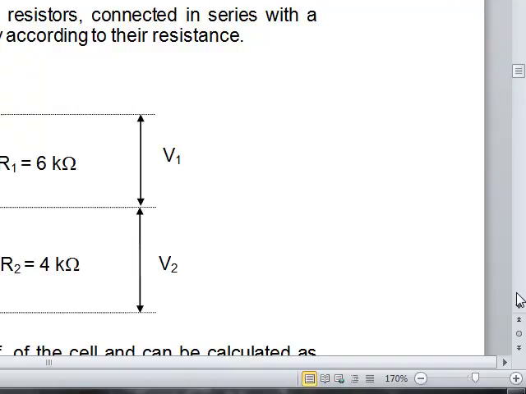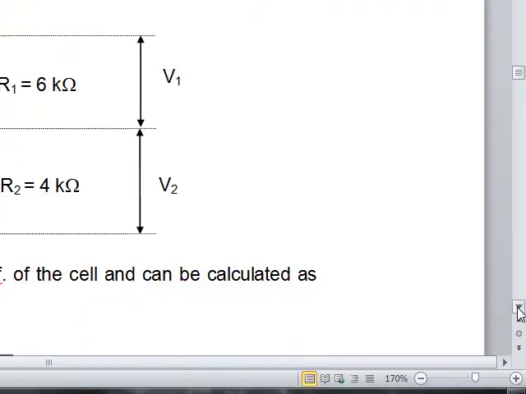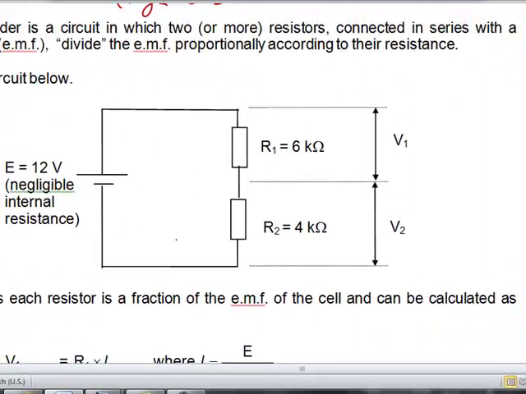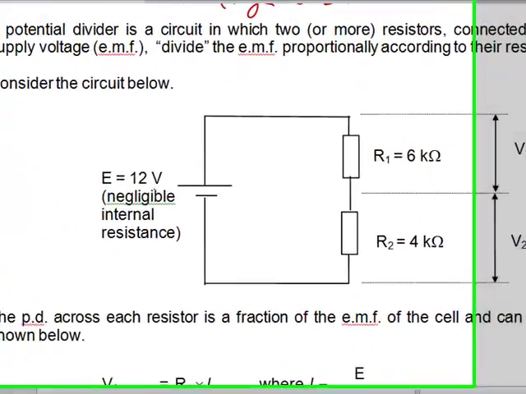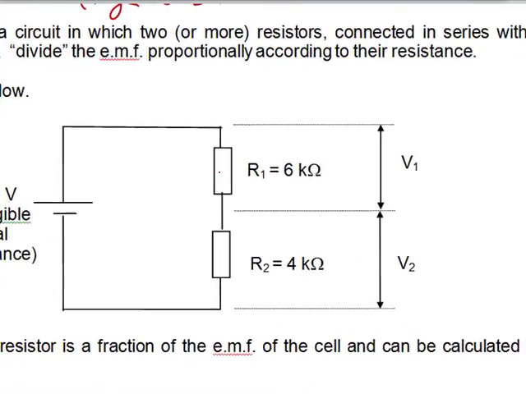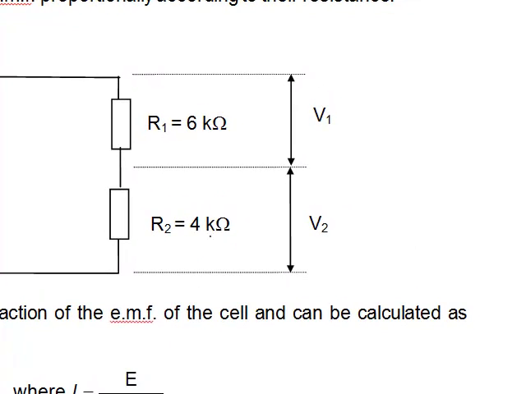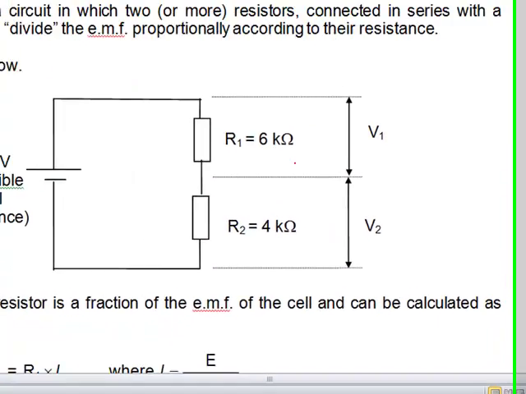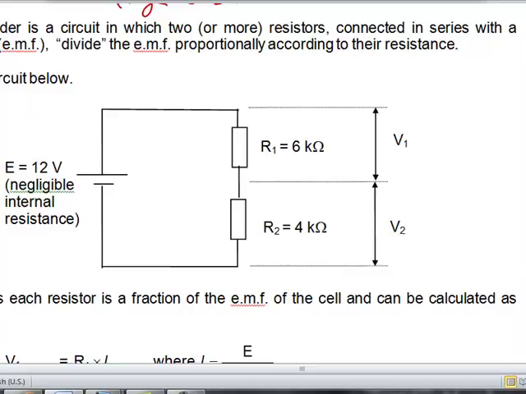Okay, let's look at this simple circuit here to illustrate this point. I have got the EMF source of 12 volt here on the left hand side with little or no internal resistance, and connected in series with this EMF source I have two resistors, R1 and R2. This value is 4 kilo ohm, and the one on top is 6 kilo ohm.